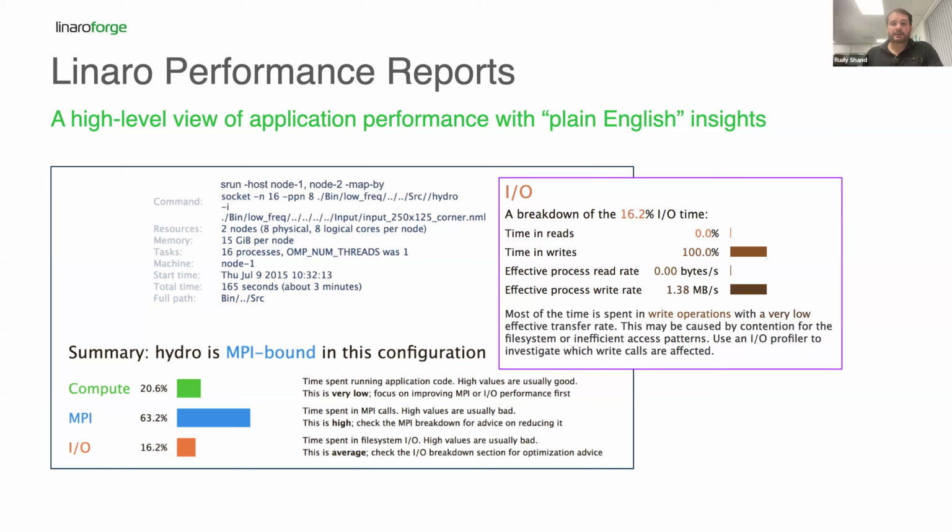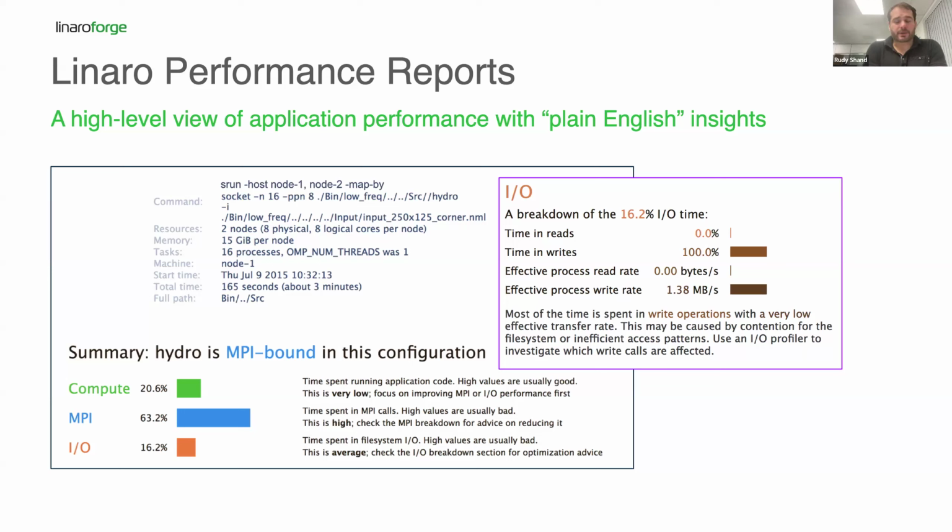operations. And the nice thing here with performance reports as well is it gives you some hints and tips about if your performance looks good or where you should be focusing your attention. So in the 3 minutes, the performance report is saying that the time spent in compute is very low, so you should be focusing on either MPI or IO performance first. And then it's saying for the MPI, this is quite high.